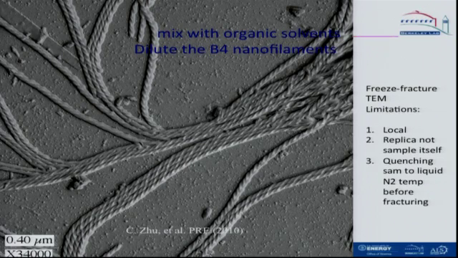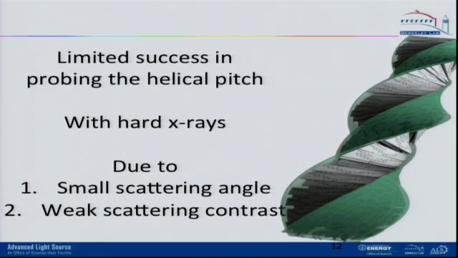So what I'm going to tell you next is how we can measure the helical pitch precisely and also in situ when you change the temperature. There has been some work done with hard X-rays, but the success was limited, because if you want to look at, say, 100 nanometer periodicity with hard X-rays, the scattering angle has to be really tiny. So these are practical technical difficulties.